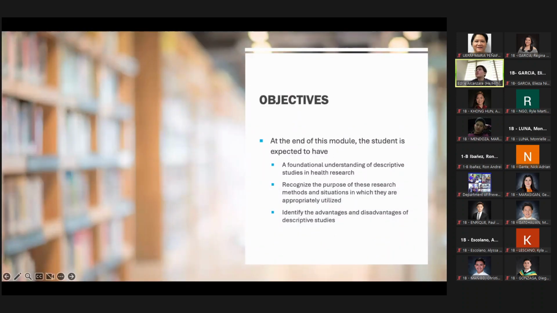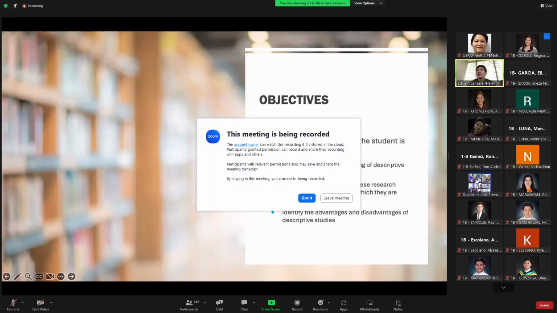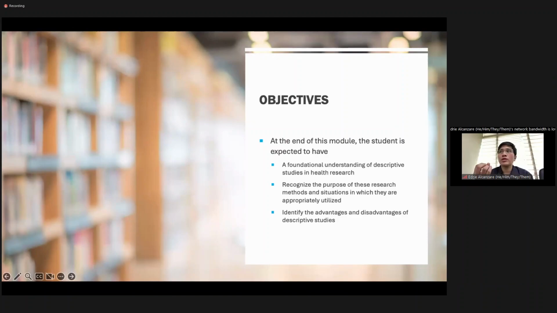So at the end of this module / lecture, each of you is expected to have a foundational understanding of descriptive studies in health research and medical research. You must be able to recognize the purpose of these research methods and the situations in which they are appropriately and properly utilized. Okay? And we also will look at the advantages and disadvantages, the strengths and weaknesses of these descriptive studies.